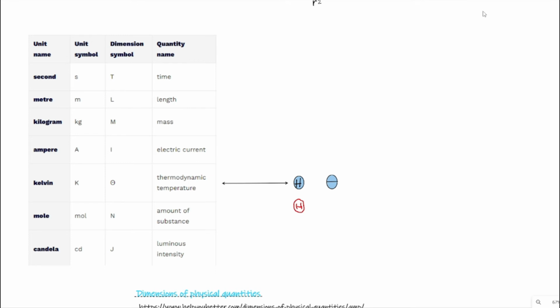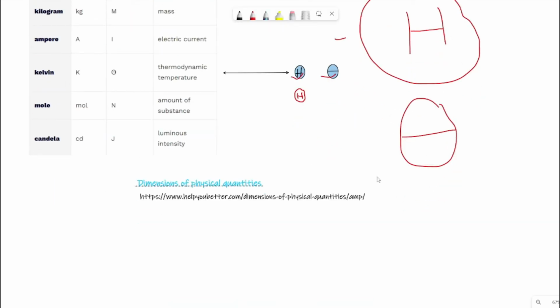Now theta, there are two types of theta. First one, this theta is known as capital theta and this theta is known as small theta. This is not h, it has to be written like this. Now we will look into how we have to make the dimensions of the physical quantities. For that you need to go into this link. This link will be given in the description.